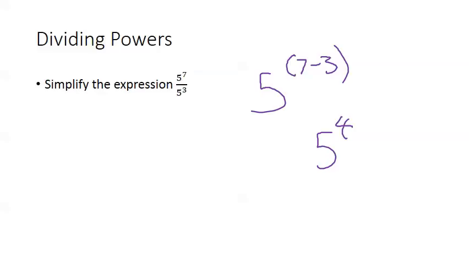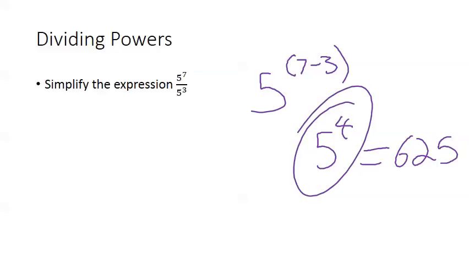Again, you could give that answer. This is a smaller one, so if you put 625, I'd be okay with that. Okay? But what I'm really looking for is that you understand that when you have a fraction, it's 7 minus 3.